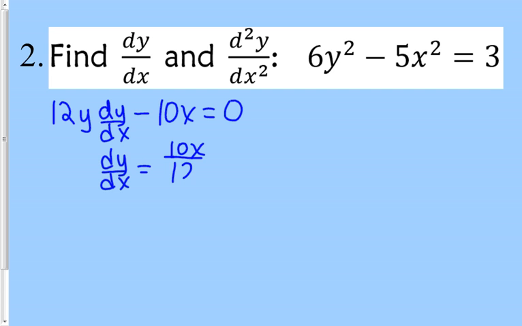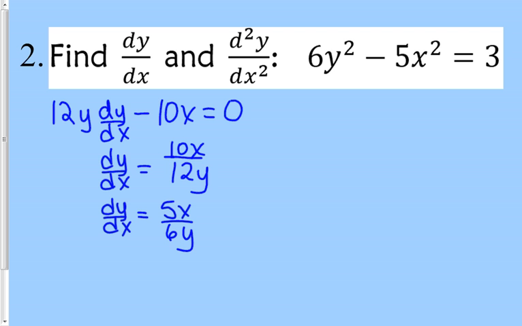So yes, I totally skipped steps, because to me this is a very simple equation, and you have 2 of these on the quiz. All I did was add the 10x to both sides, and then I divided by the 12y. Right, I would simplify this. So dy/dx equals, and then, okay, what number goes into both? So 2 goes into both of these numbers, right? 2 goes into 10, 5 times, and 2 goes into 12, 6 times. And there is my dy/dx.